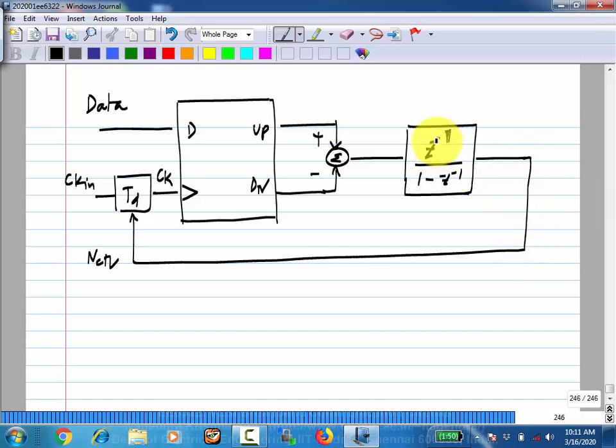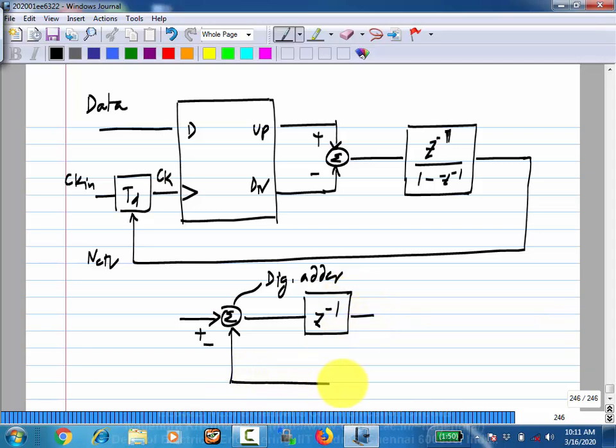And you do this one, and then this Z inverse by 1 minus Z inverse, the way it's implemented is that this is a digital adder, right? This thing is a digital adder, and then you have Z inverse here. Okay. So the transfer function from this input to that output is Z inverse by 1 minus Z inverse.